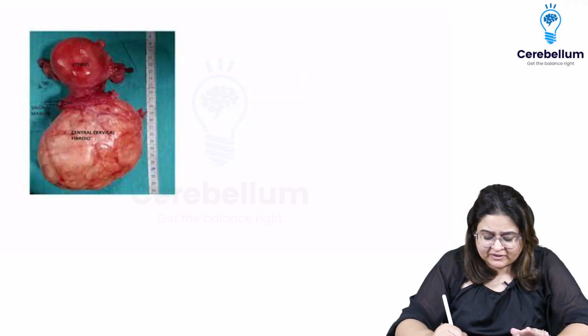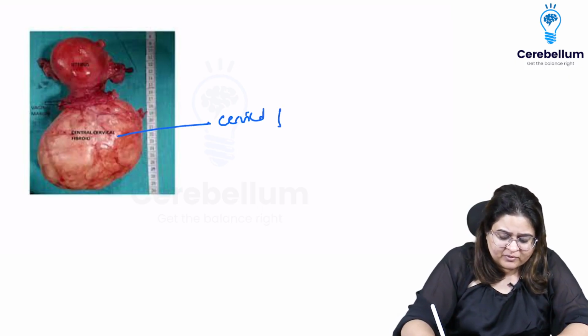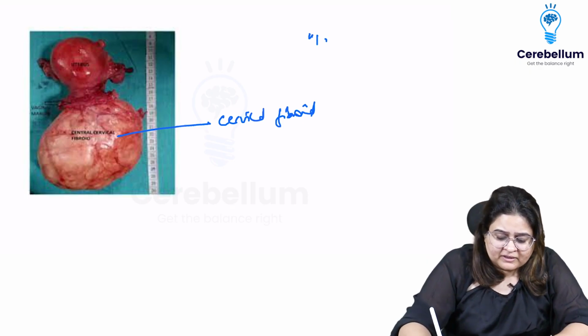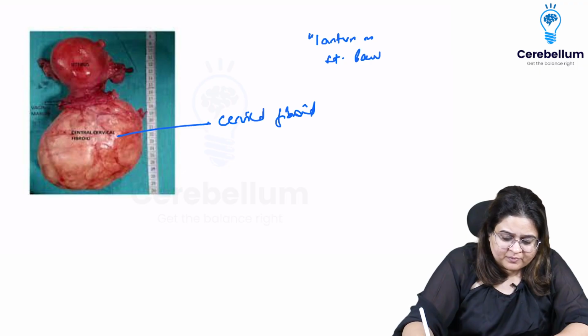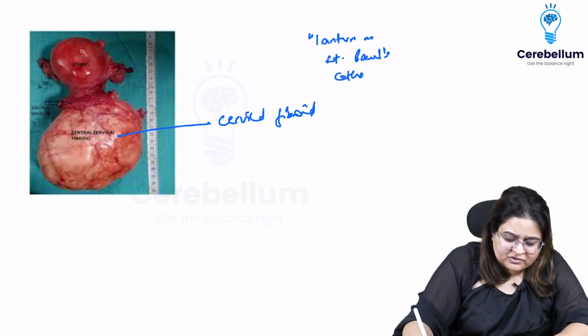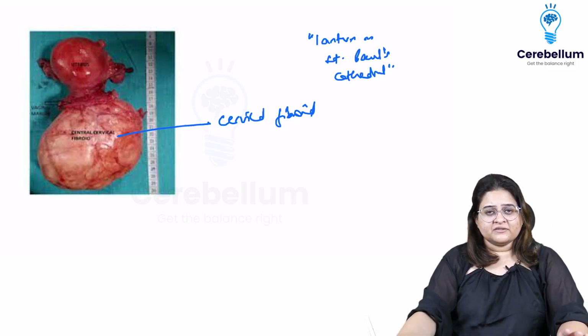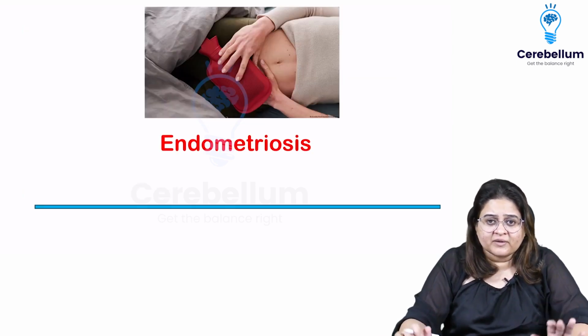What is this image showing? This is an image showing a large central cervical fibroid. This typical image of a small uterus on a large fibroid is called a lantern on St. Paul's Cathedral. So if you get this question, a lantern on top of St. Paul's Cathedral is used to describe what? It is used to describe a cervical fibroid.